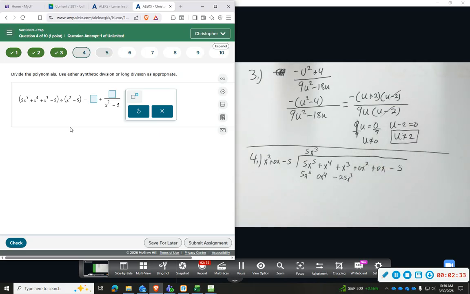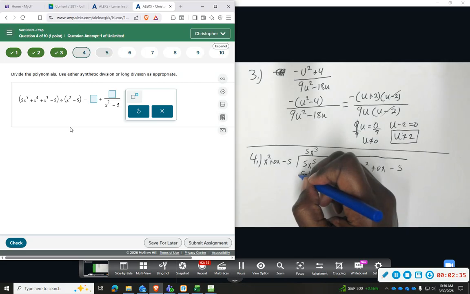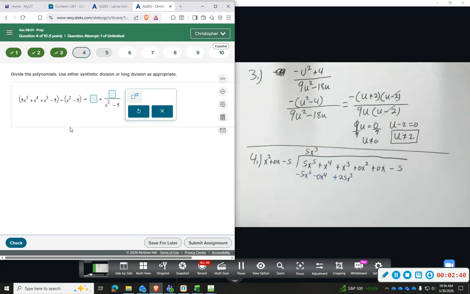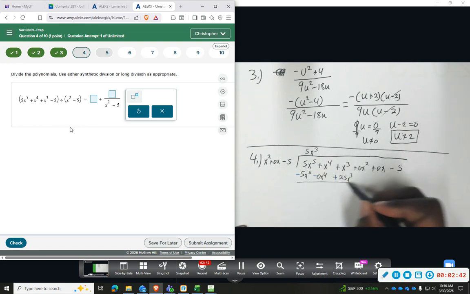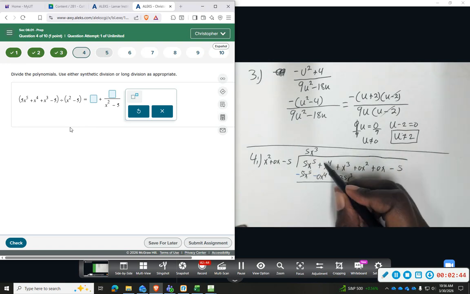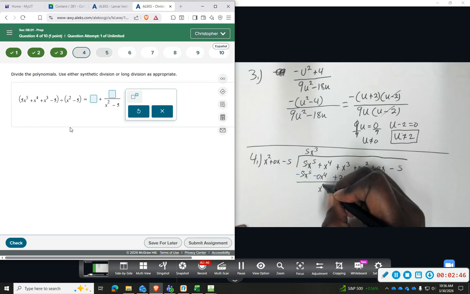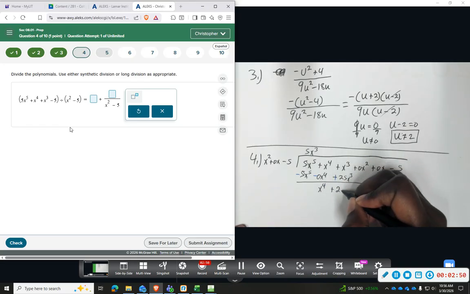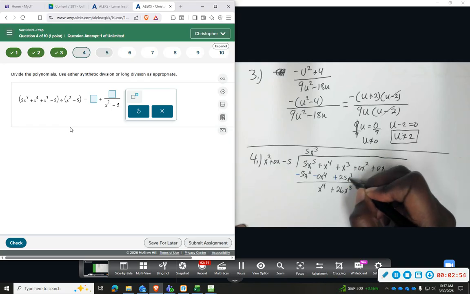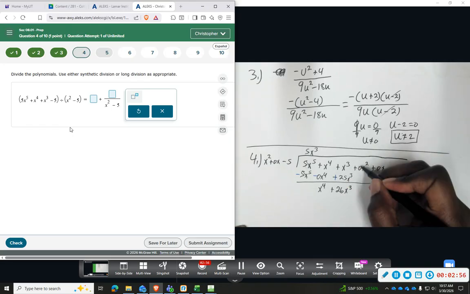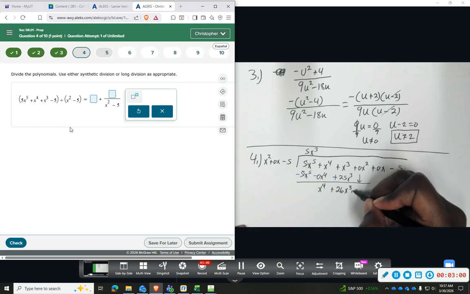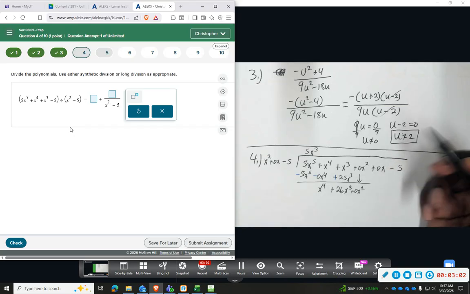All right, so once you do that, you're going to subtract or change the sign. So this will become negative, negative. This will become positive. And then we combine, so that will always cancel out. Bring down x to the 4th. And then we have plus 26x to the 3rd. This is 1, and this is 25. And then we bring down the next term, which is 0x squared, and we repeat.